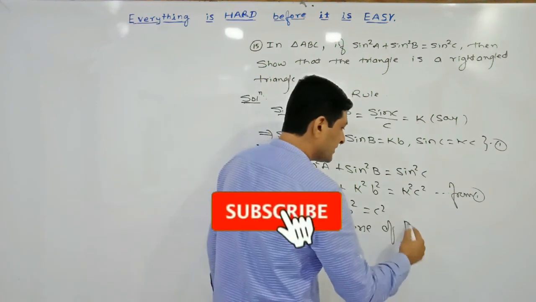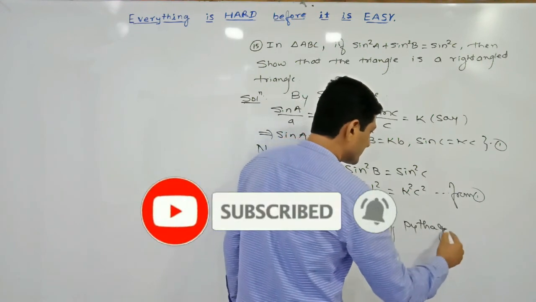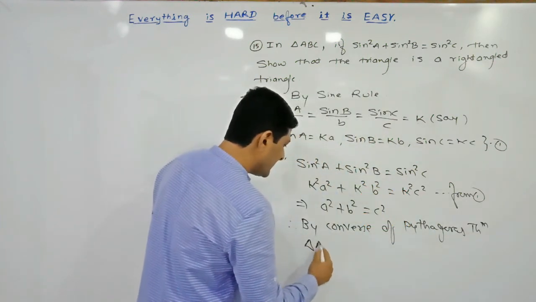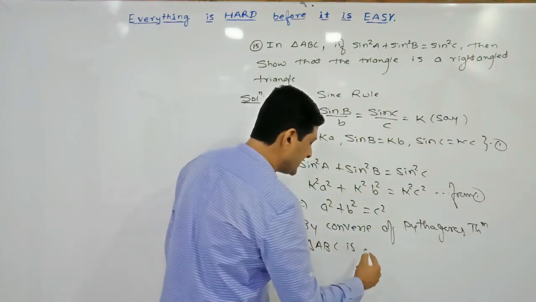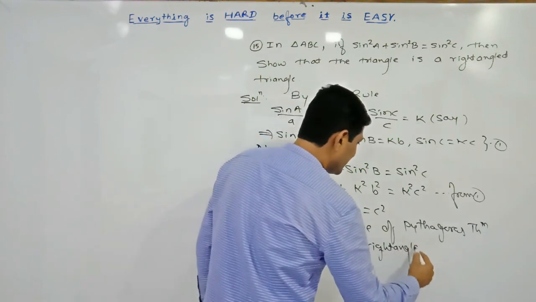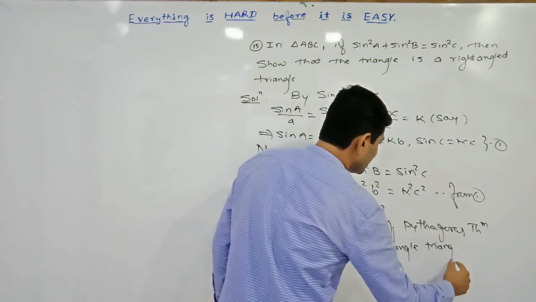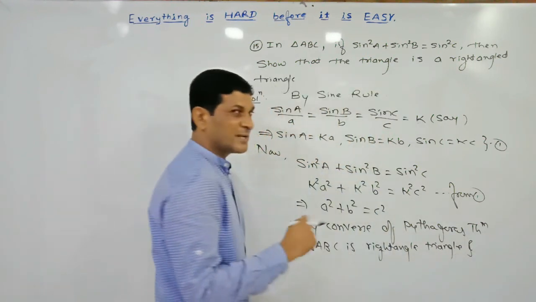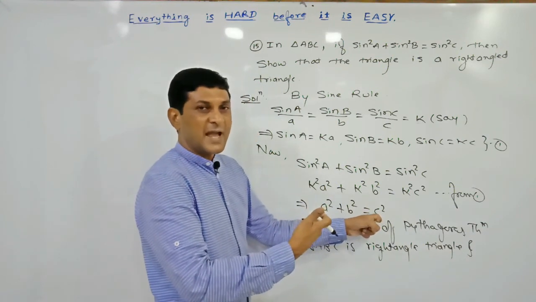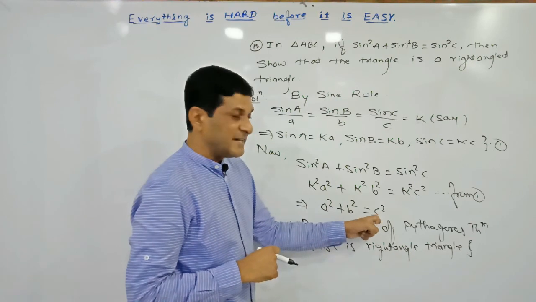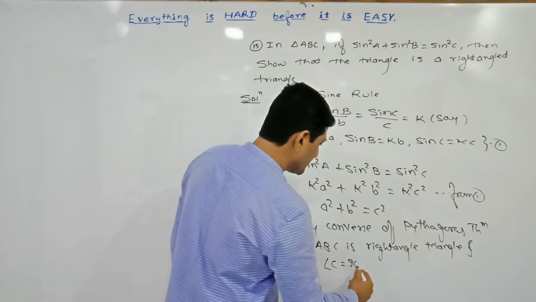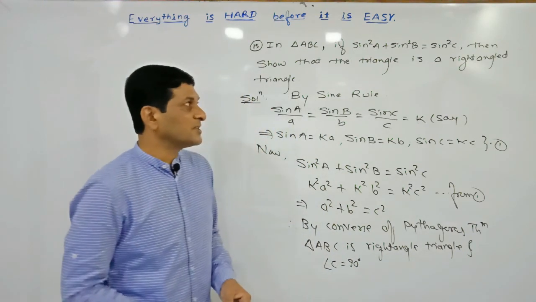So therefore by converse of Pythagoras theorem, we can say that triangle ABC is right angle triangle. And in this right angle triangle, which angle will be equal to 90 degrees? Here c is the hypotenuse, and the angle opposite to side c is angle C. And that's why we can say that angle C is equal to how much? 90 degrees. And that is the result which we have to show here.